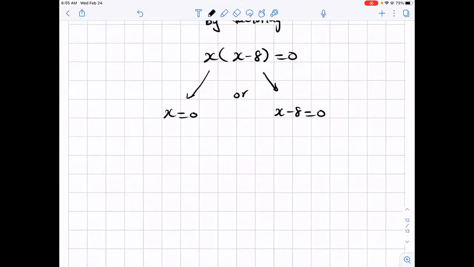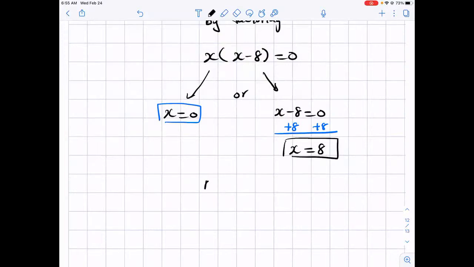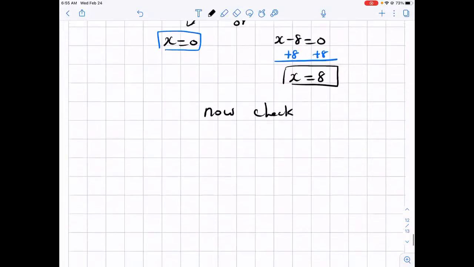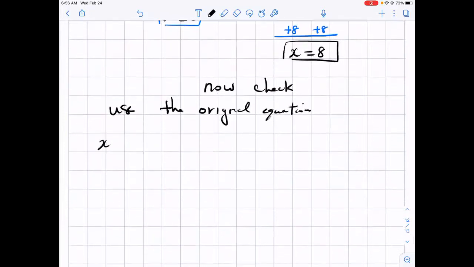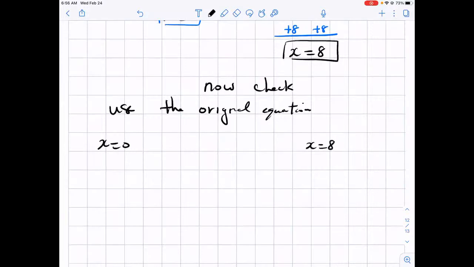Well, this one here is already equal to 0. So that's x equals 0, but for this one, we add 8 to both sides, and we have x is equal to 8. So we have to now check. Remember, when we check, we always use the original equation. We must use the original equation. So we're going to check x equals 0. We have to check x equals 8.